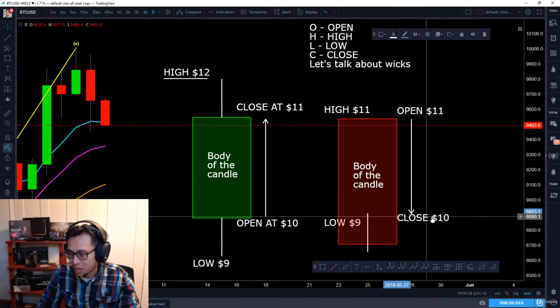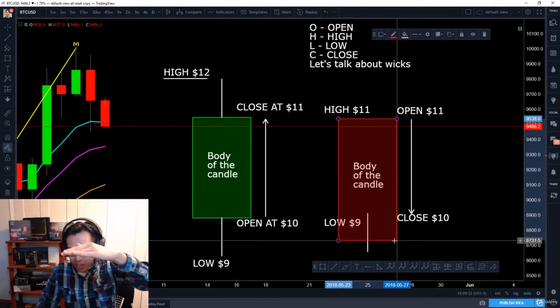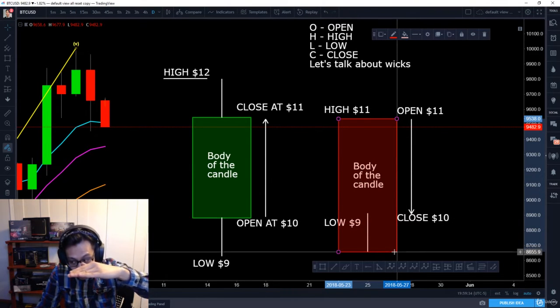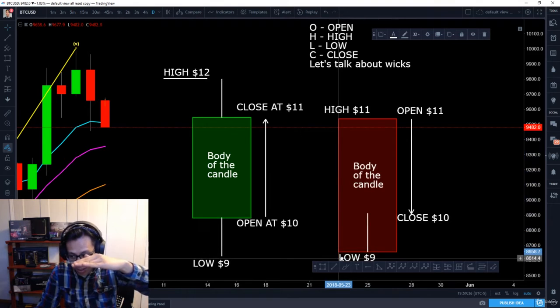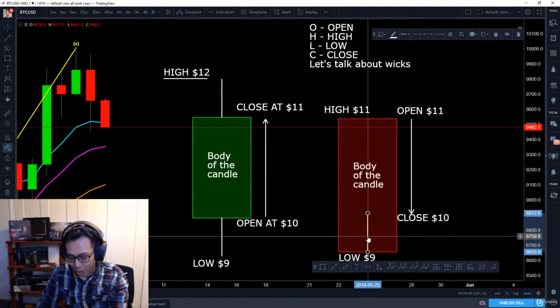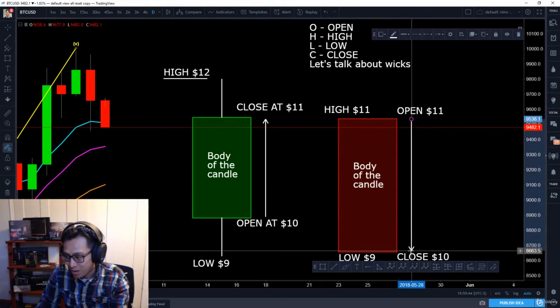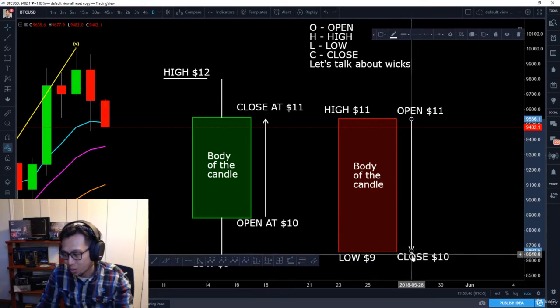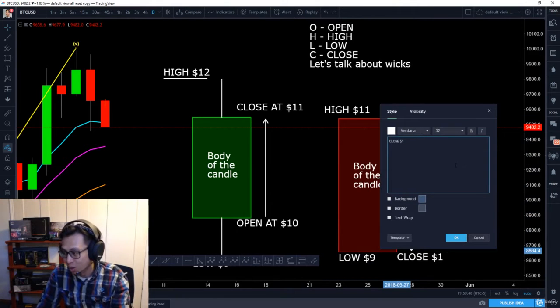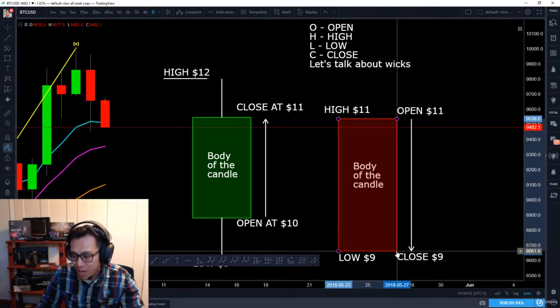Sorry about that, guys. So now we're selling it down, and it actually got to $9 right here, okay? Now if it actually closed there, then the close and the low would be $9, right? But because they could not sustain it, the market pushes it back up, okay?